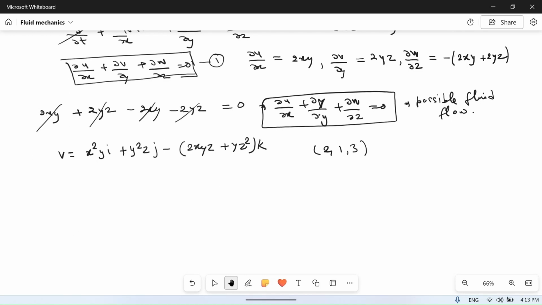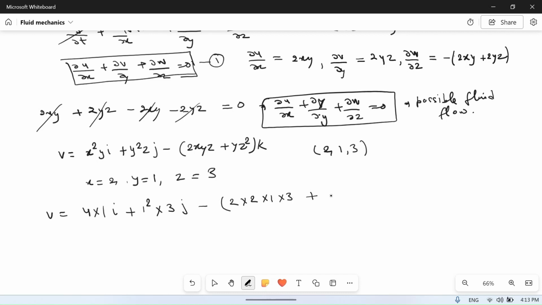Okay, so if we put the values here, x is equal to 2, y is equal to 1 and z is equal to 3. If we put these values here, then we get x square, which is 2 square, 4, into y is 1, i, plus y square, which is 1 square, into z is 3, j, minus 2 into x into y into z, plus y is 1 into z square, which is 3 square, k.